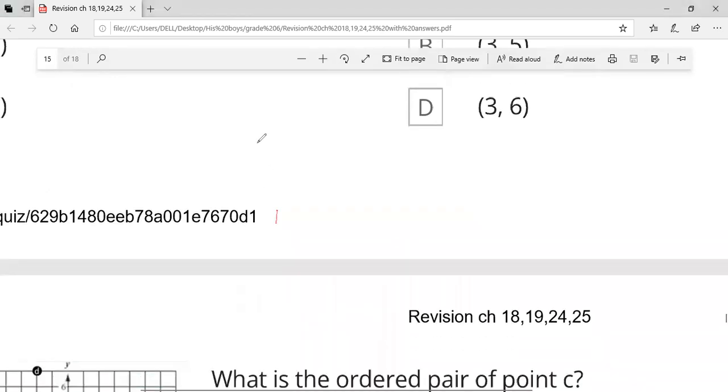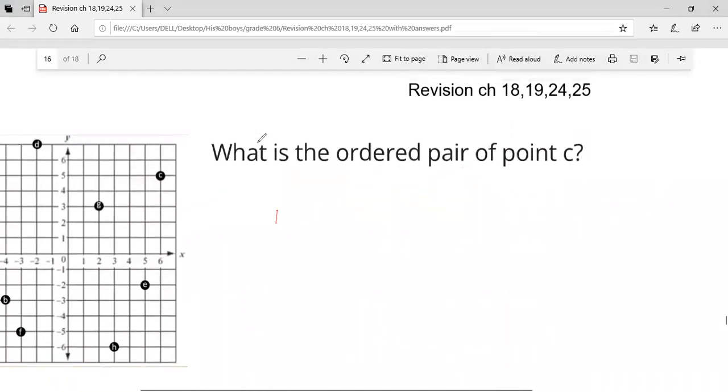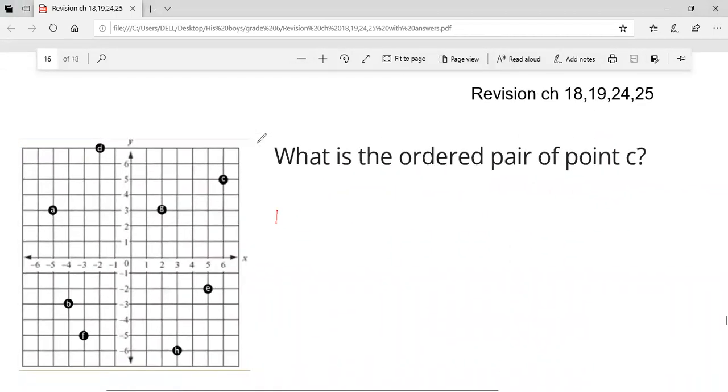The next one. What is the ordered pair for point C? Here is point C. 6. I start from X. Here is (0, 0). Here is 6 and 5. (6, 5), and so on. Yes. The next one.